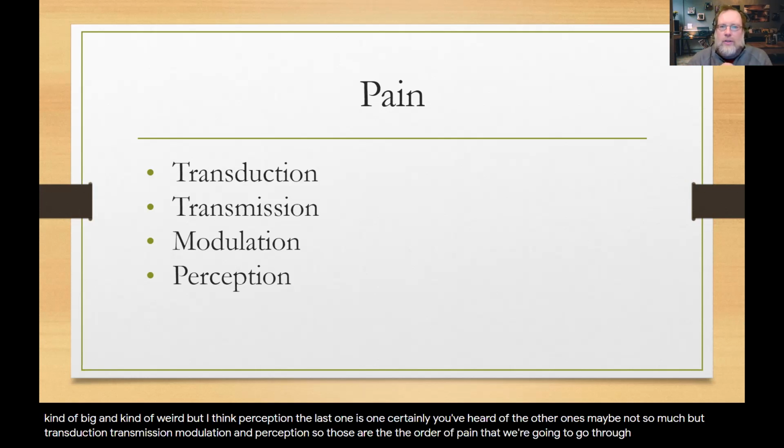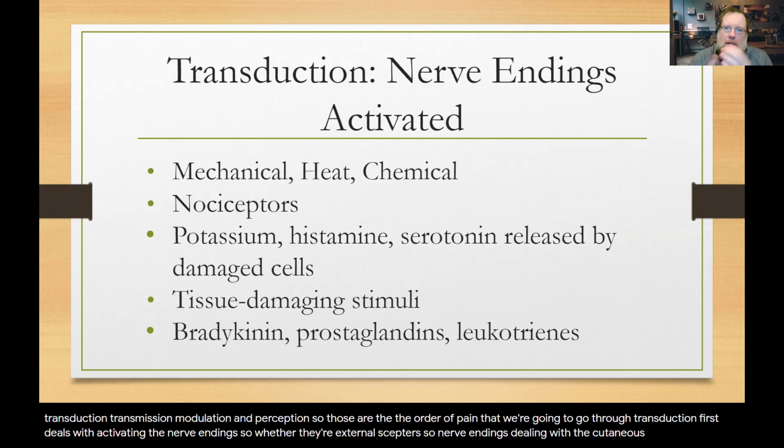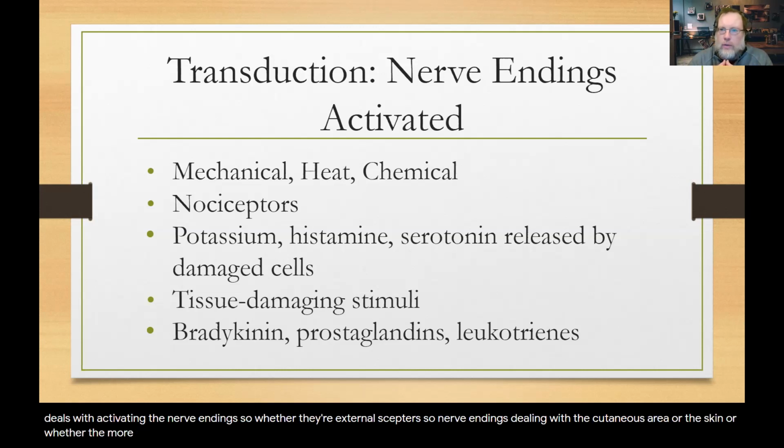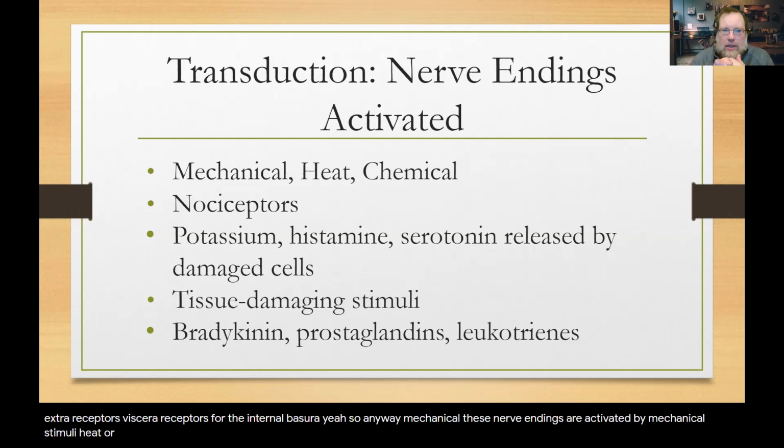Transduction first deals with activating the nerve endings. So whether they're exteroceptors, so nerve endings dealing with the cutaneous area or the skin, or whether they're more internal, dealing with the skeletal, cardiac, and smooth areas of the body. Either way, we have nerve endings, interoceptors and exteroceptors, visceroceptors for the internal viscera. So anyway, these nerve endings are activated by mechanical stimuli, heat or temperature stimuli, and certainly chemical stimuli.